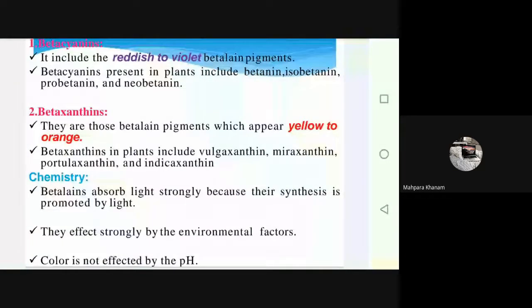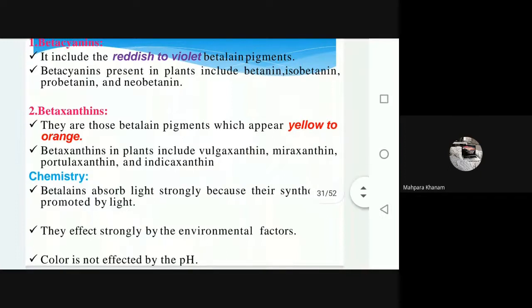And beta-cyanins that are present in plants also include what? Betanin, isobetanin, probetanin, and neobetanin. So all these compounds are the subcomponents of what? Beta-cyanins. And what are the subcomponents of beta-xanthins? Vulgaxanthin, miraxanthin, portulaxanthin, and indicaxanthin.